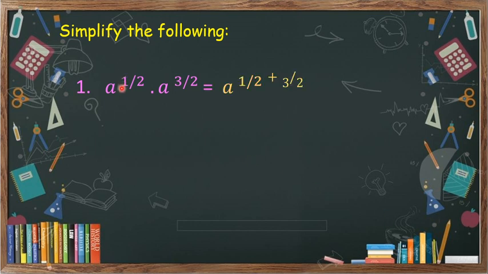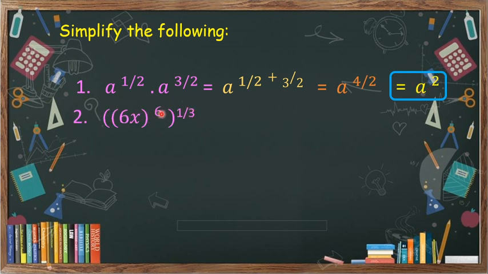So let's multiply a raised to 1/2 times a raised to 3/2. Applying the product of powers, you're going to add the exponents and copy their common variable, that is a. Just add 1/2 and 3/2. Since these are similar fractions, just copy their common denominator, that is 2. Then 1 plus 3, we get 4. Then simplify 4/2. 4 divided by 2 is 2. Therefore, our final answer here is a raised to 2, or a squared.